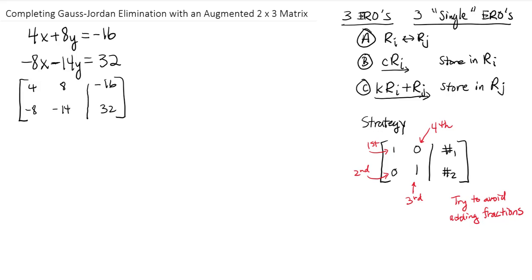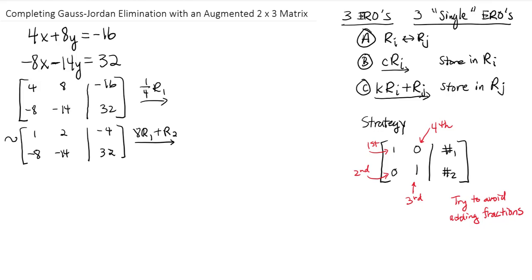So, how do we get that leading 1 in the upper left-hand corner? We're going to do 1/4 times row 1 and store it in row 1. Notice that changes the first row, but the second row does not change whatsoever. Now our goal is to get a 0 in that second row right below the 1. So we're going to do 8 times row 1, add it to row 2, and we now store it in row 2.